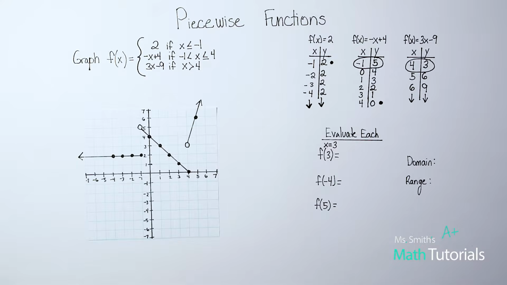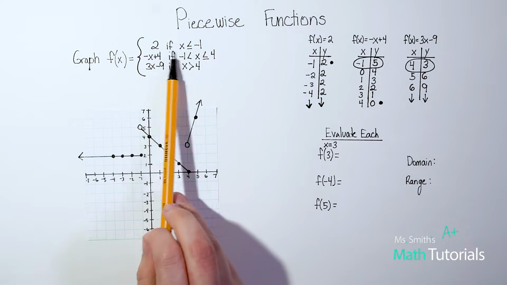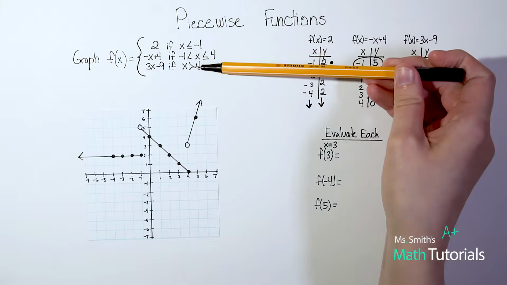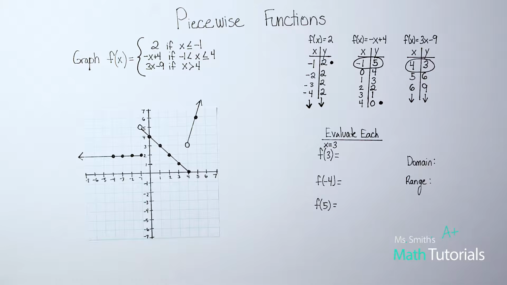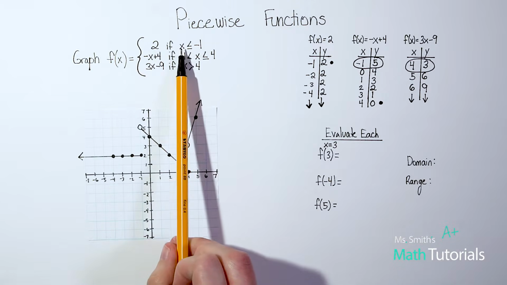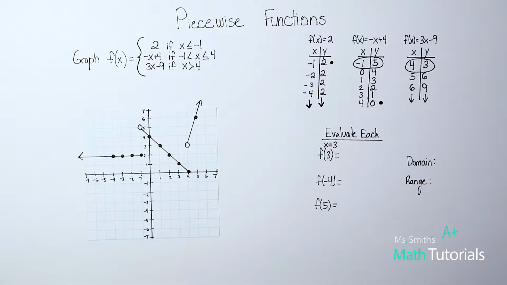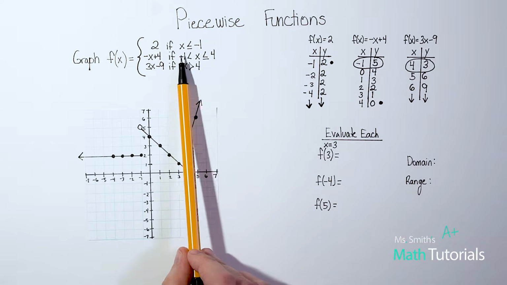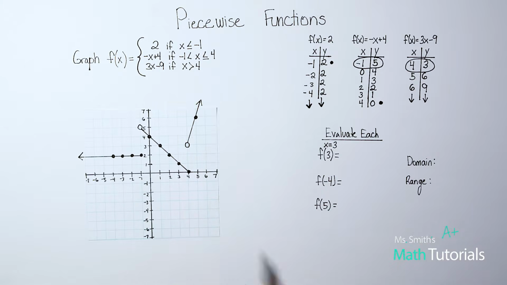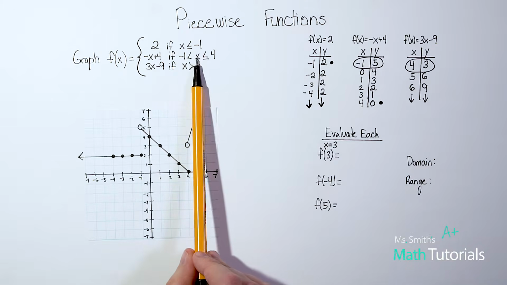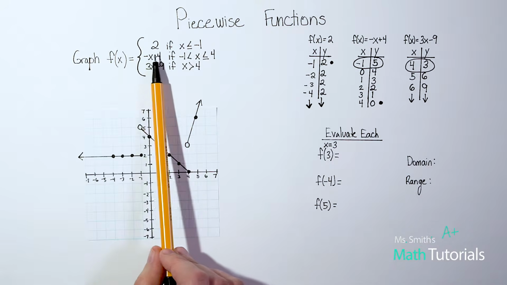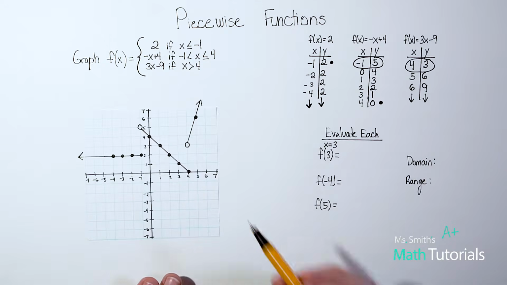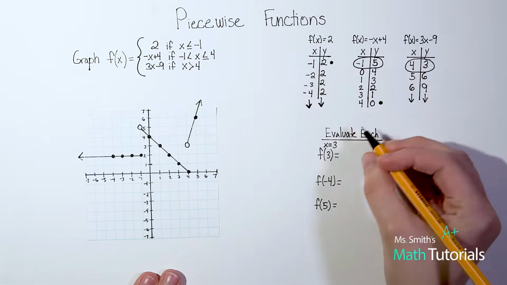So when it comes to our equations, we want to ask ourselves, which piece would x equal 3 fall into? Would that fall into the piece of x is less than or equal to -1? Well, no. Would 3 fall between -1 and 4? Yes. So since 3 falls in between these two values, that means this second equation, that's going to be what we want to use to solve. This is -x plus 4, so I'm just going to rewrite that.